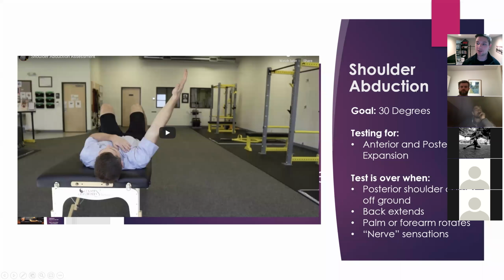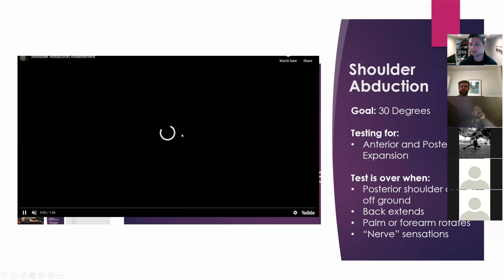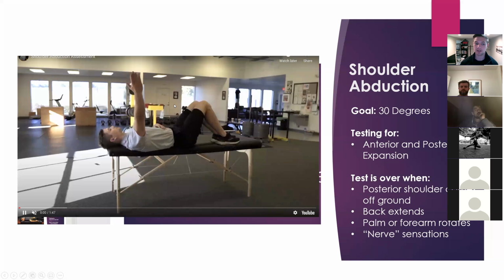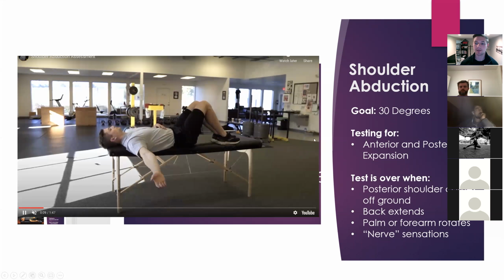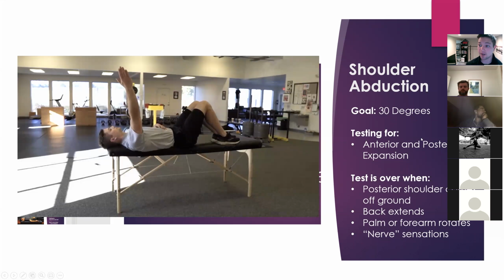Shoulder abduction is another one that we can use. And I really like this because you can just do all this at the same place. This is very simple and it's very quick once you get the groove of it. So the goal here is 30 degrees. And you want to make sure that that palm is staying nice and upright and it's not rolling down or up. So this is actually testing for both anterior and posterior T5 through 7 expansion.